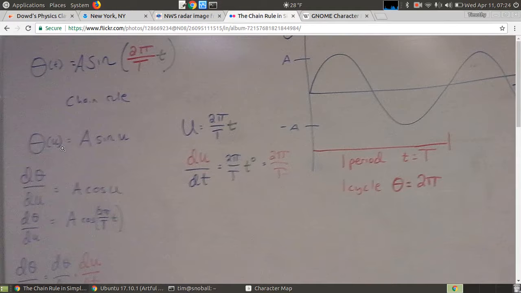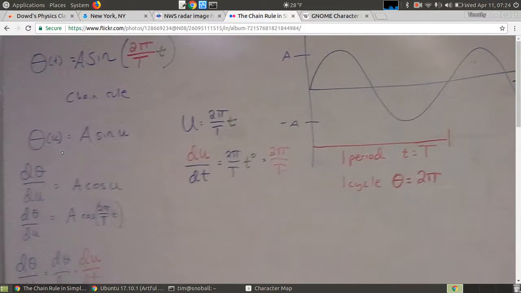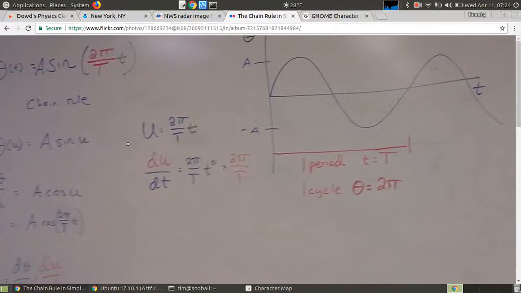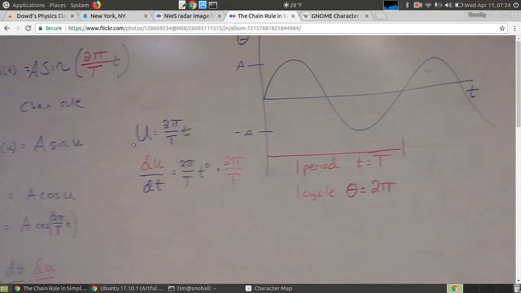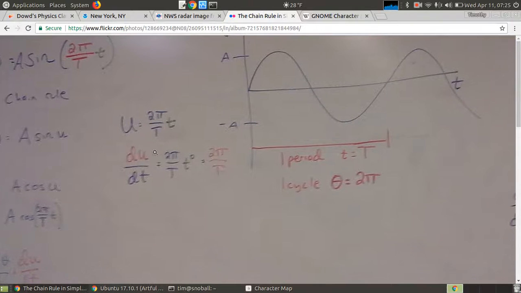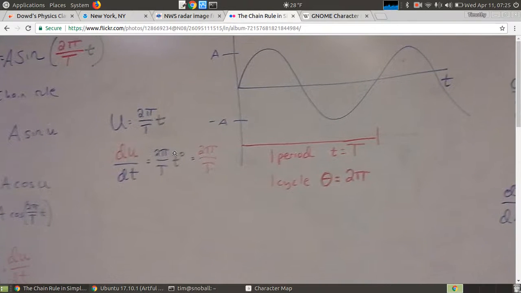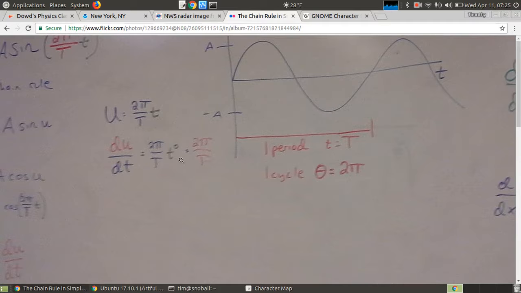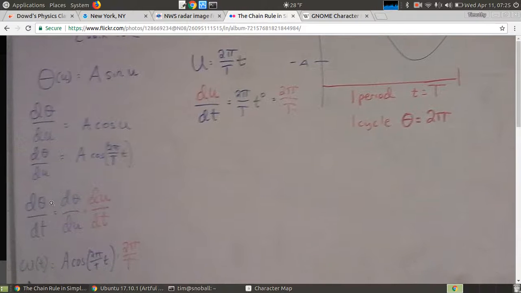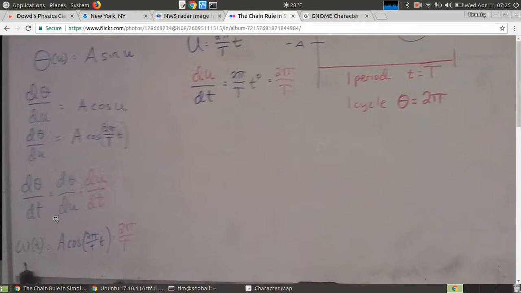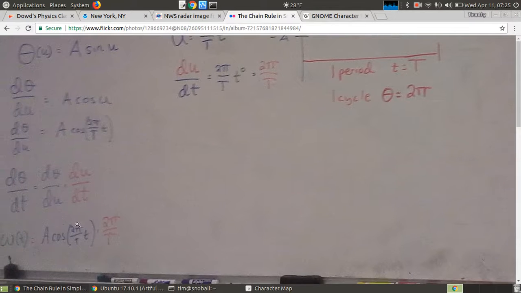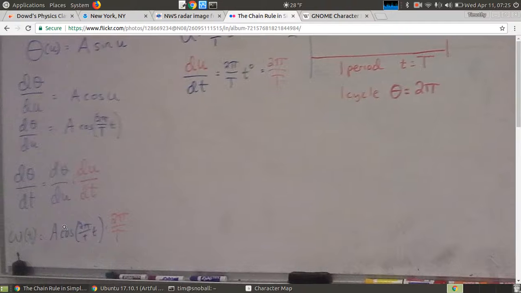Now that's not the thing we want. We want d theta/dt. But we're partway there. We can use the chain rule to get that. What we then have to do is take the derivative of u with respect to time. And that's pretty easy. The derivative will just be 2 pi over T. T to the 1 turns into T to the 0. So we're just left with 2 pi over T. So that means the derivative we actually want, d theta/dt, we just multiply those two together. And basically, the thing inside the trig function, 2 pi over T, pops out. So we just have an extra factor of it on the outside.